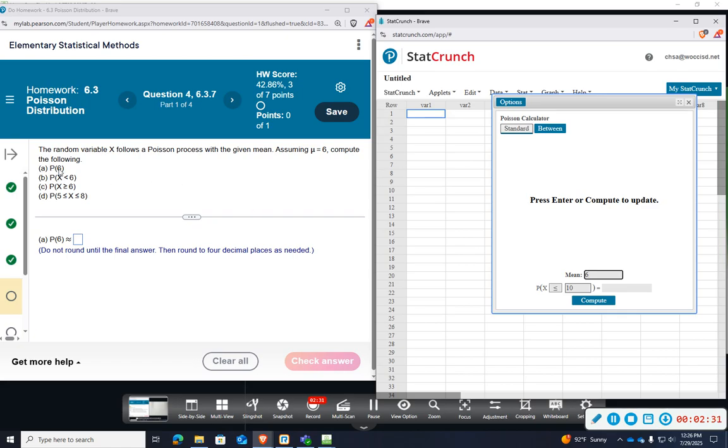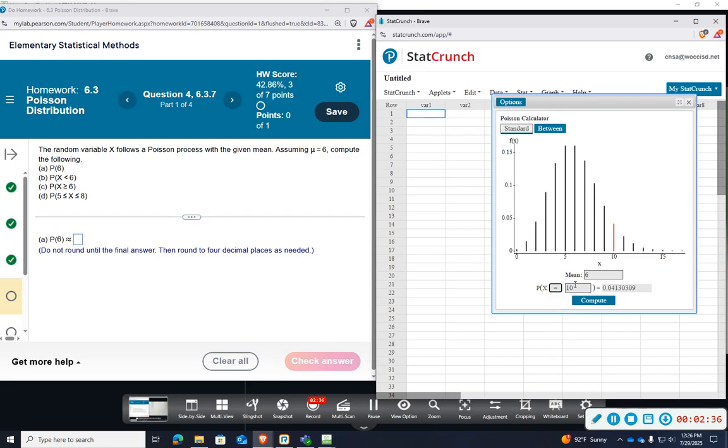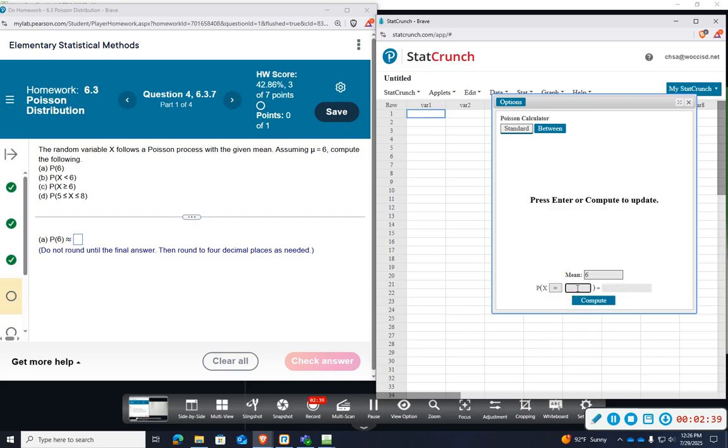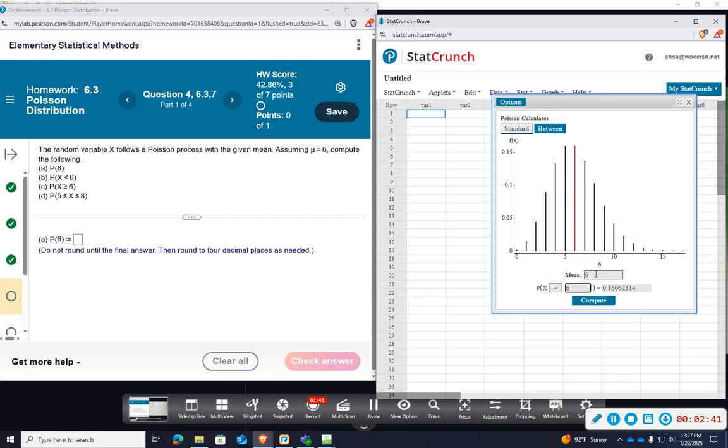and we want equal to 6. So you're going to come down here, change this to equal to, and we're going to change this to 6. Okay. So you're just going to put in the parameters, make sure you choose the correct computation. There we go. All right, so the probability of getting 6 successes when the mean is 6 is 0.1606, and we want to round to 4 decimal places. 0.1606.